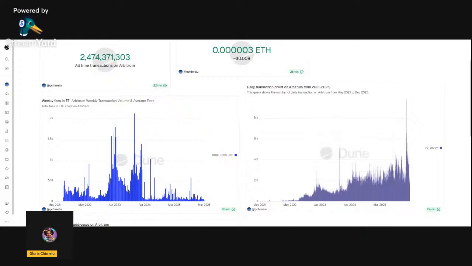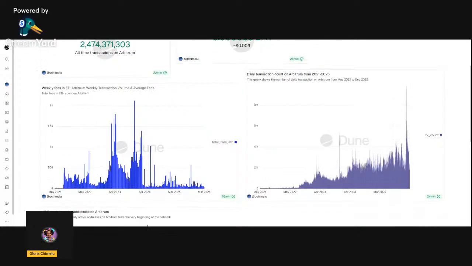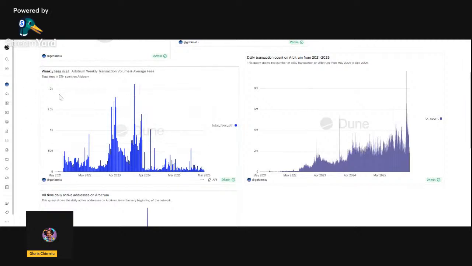It's a very good indicator of the ecosystem's health. So let's go to this one again, the weekly fees in Ethereum. You can see the weekly fees in Ethereum have dropped. So transaction count is increasing, but the fees are dropping, meaning that the network is getting more efficient.